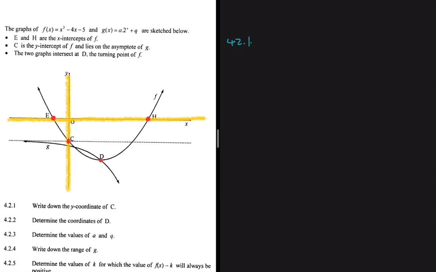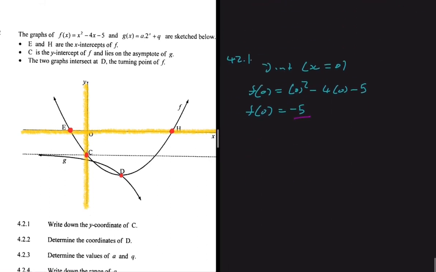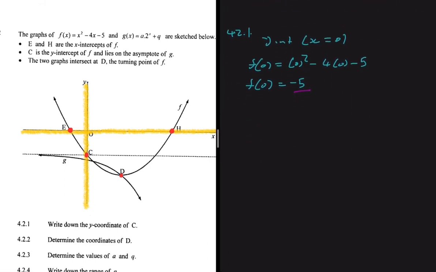So C is the y-intercept of f, right? If we're looking for the y-intercept, we always let x be equal to 0. So for that function f of x, we get f of 0 equals 0 squared minus 4 multiplied by 0 minus 5. It should be easy to see that f of 0 is equal to minus 5. So the y coordinate of C is clearly minus 5, because that's what we get when we let x be equal to 0.